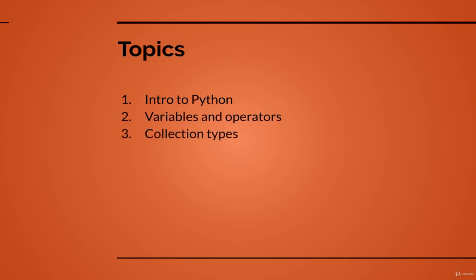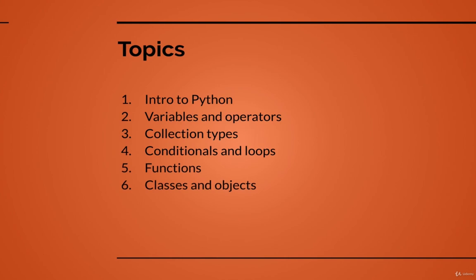Now, our specific topics start with, again, an intro to Python. We'll just talk about kind of why you should learn Python, what's it all about. Then go into variables and operators. Then we'll talk about collection types. This will be like lists and dictionaries. Then we talk about conditionals and loops, so if statements, while loops, and for loops. Then move into functions. We'll also introduce parameters and return types. And finally, classes and objects.